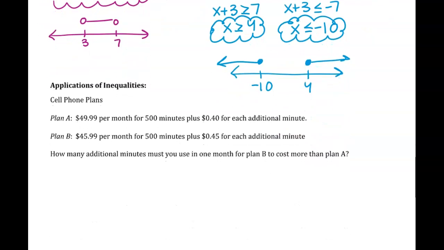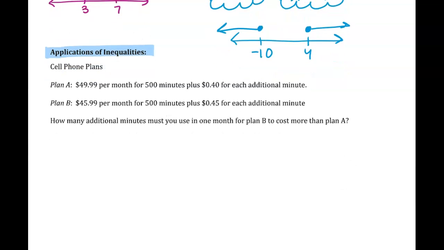Now we're going to do an application. It says applications, but we're just really doing one application of inequalities. There's a lot of them though. For cell phone plans, we have one that's $49.99 a month for 500 minutes plus 40 cents for each additional minute, and we have $45.99 a month for 500 minutes plus 45 cents for each additional minute. So how many additional minutes must you use in 1 month for Plan B to cost more than Plan A?